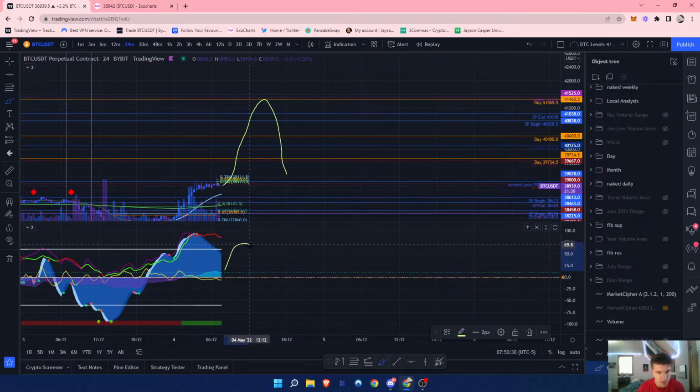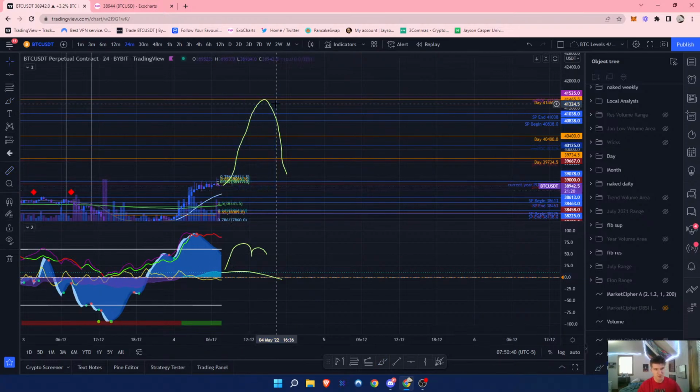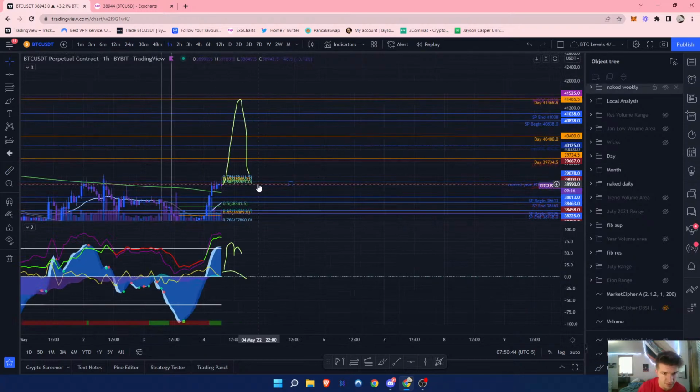Again, we might get something like that, and then we have money flow just kind of coming down. This is a ways away though, still another 6% move, so it might play out on the 1 hour. Let's see what's going on the 1 hour. 1 hour might get a pullback. Let me delete this.